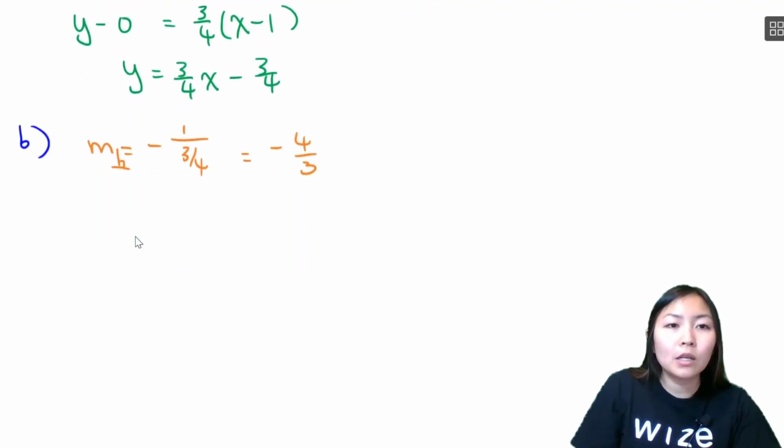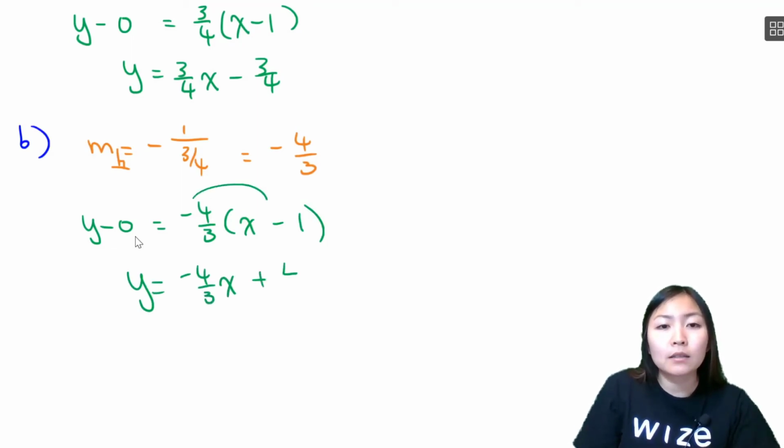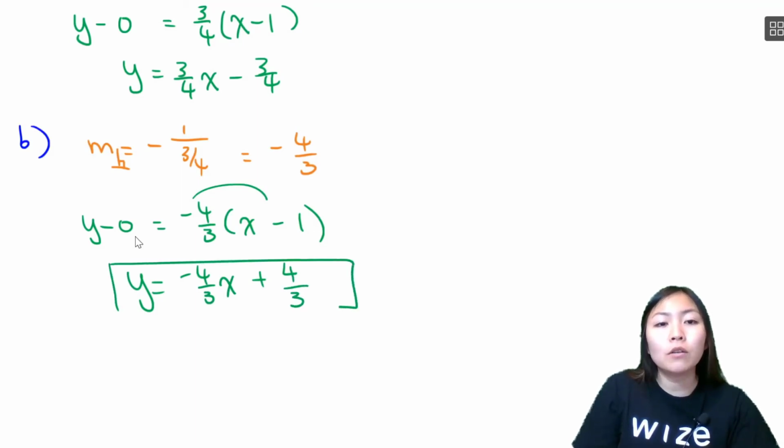Putting this into the equation, y minus y0 equals the slope times x minus x0. So we get y equals negative 4/3 x. Two negatives make a positive, so I have plus 4/3. And that's the equation for part B.